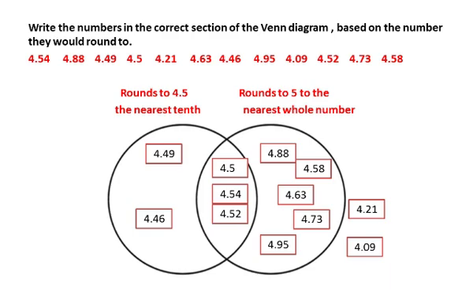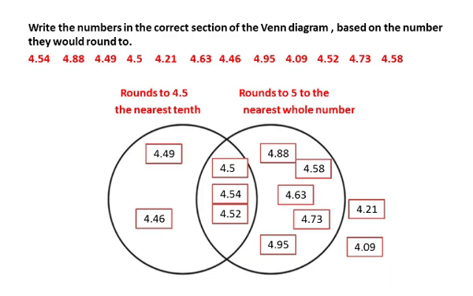Of the numbers, which of them round to 4.5 to the nearest tenth? Look at the numbers. The numbers 4.49 and 4.46 only round to 4.5 to the nearest tenth. But the numbers that round to the nearest whole number 5 are 4.88, 4.63, 4.73, 4.95.